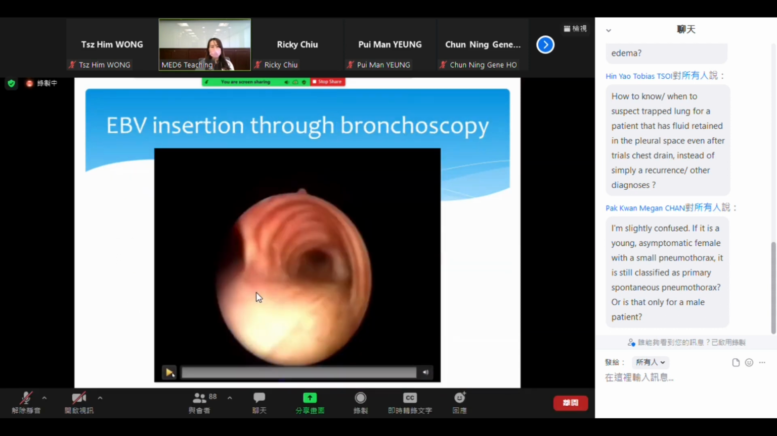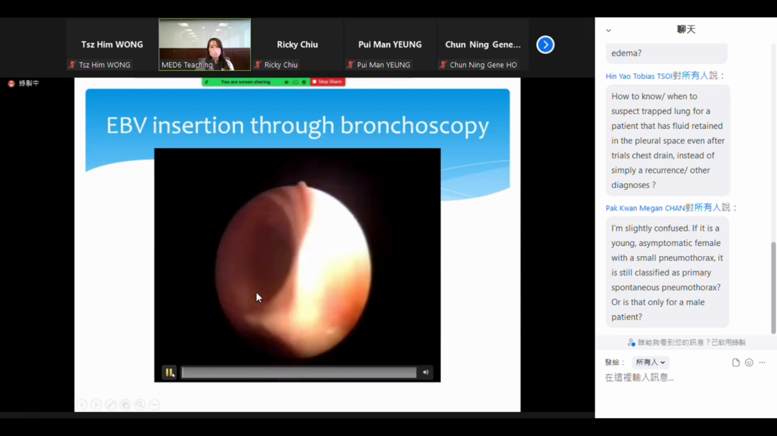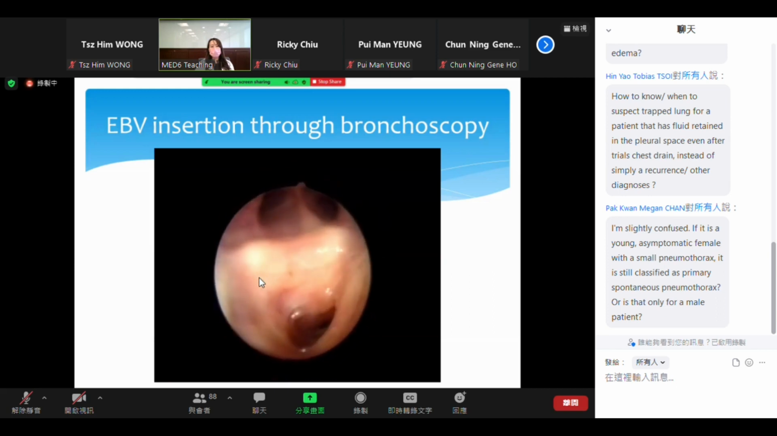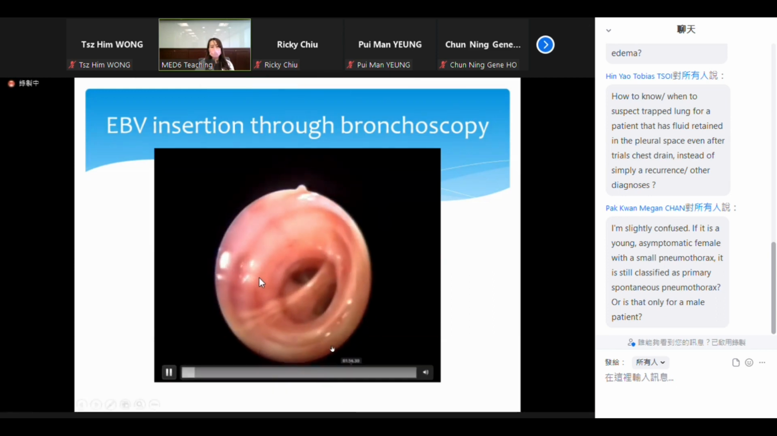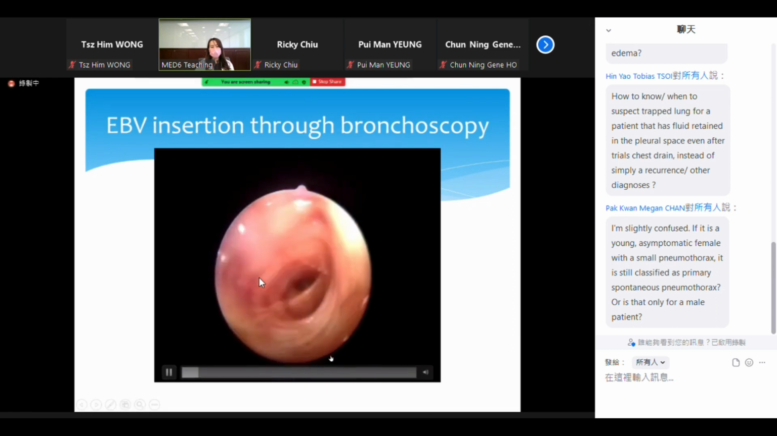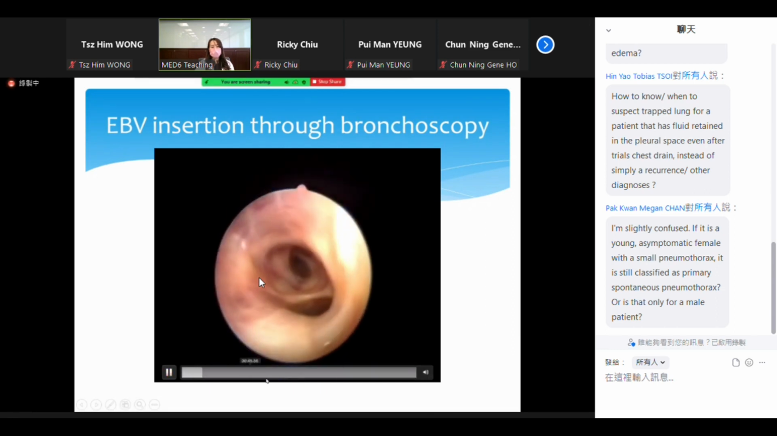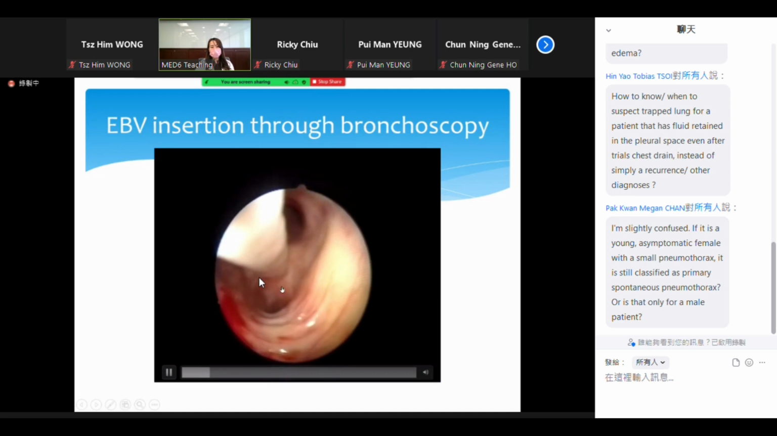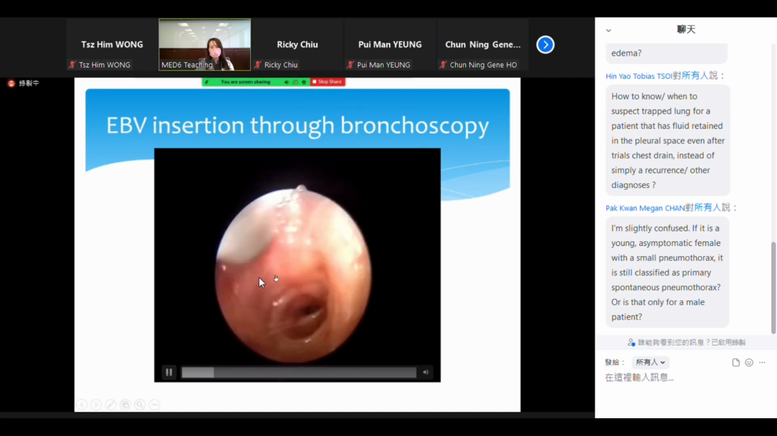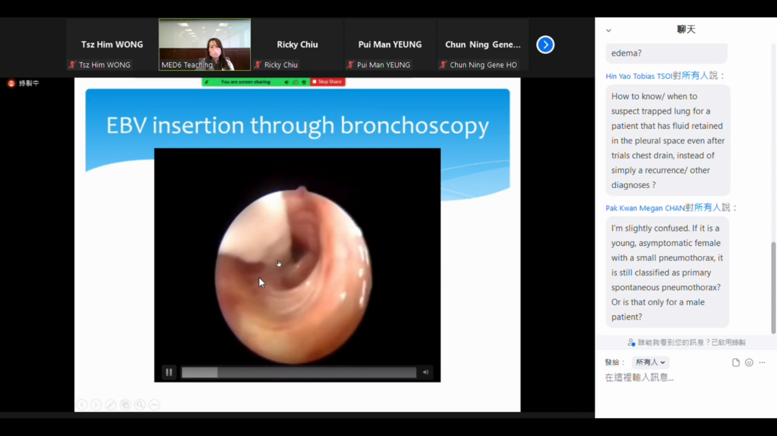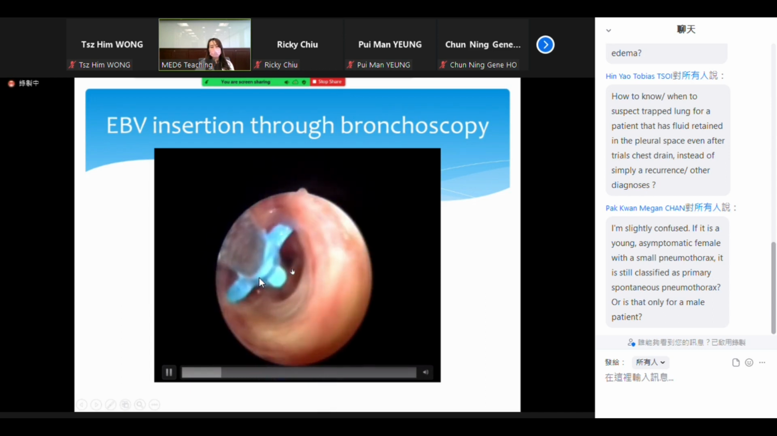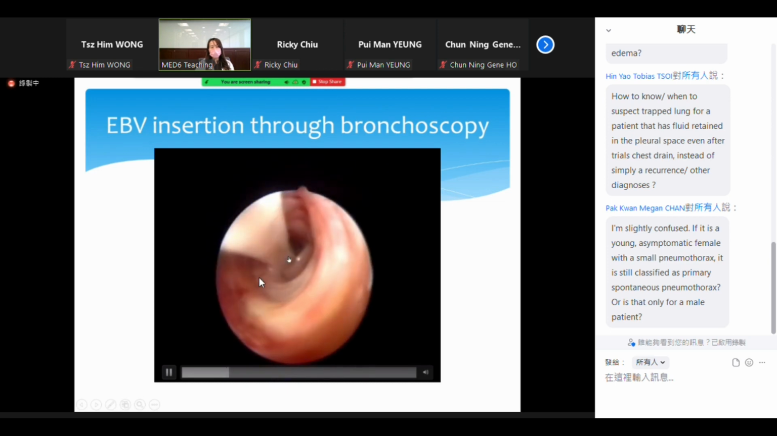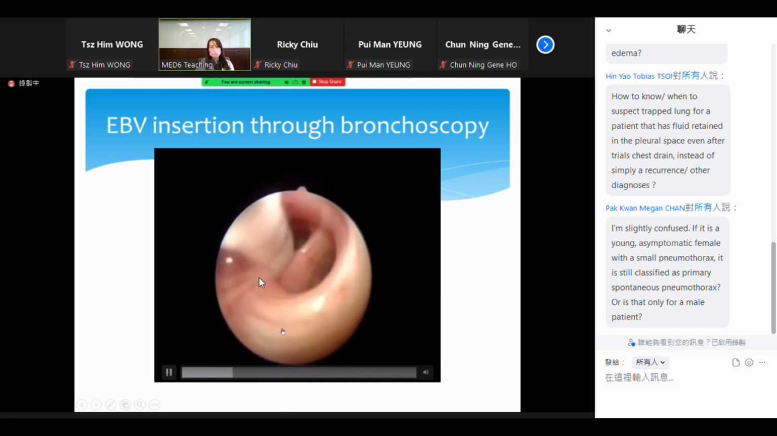So endobronchial valve can be inserted through bronchoscope. We can do the normal bronchoscopy, and then usually we will identify the air leak by using a balloon test to see if we occlude that area, then there's no more air leak, then we will put the EBV there to stop the air leak.